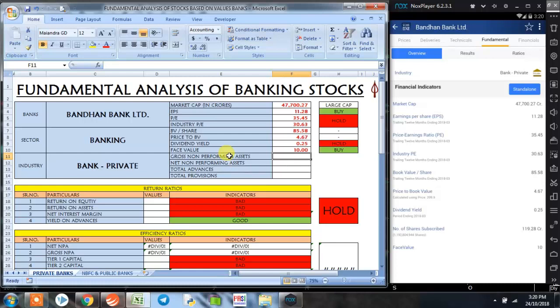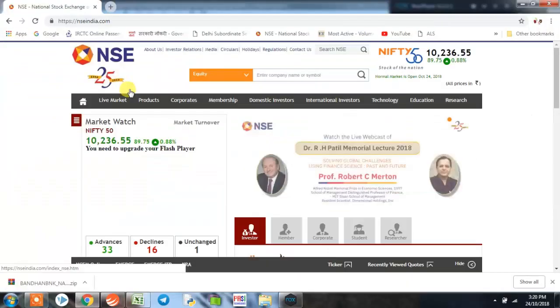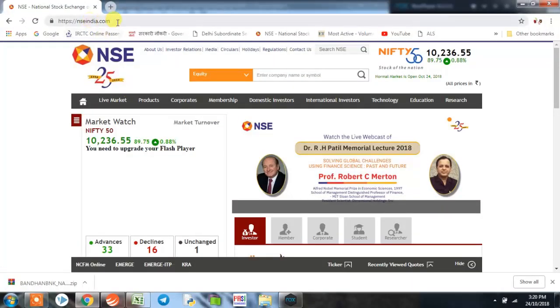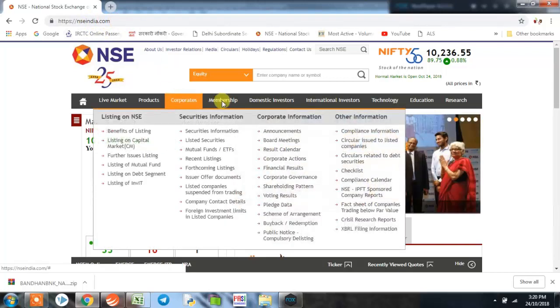To have the values of gross NPA, net NPA, total advances and total provisions, we'll have to search for them on the website. To get the values, we have come to this site, the NSE India website. Under the corporate tab, we have to click on financial results.